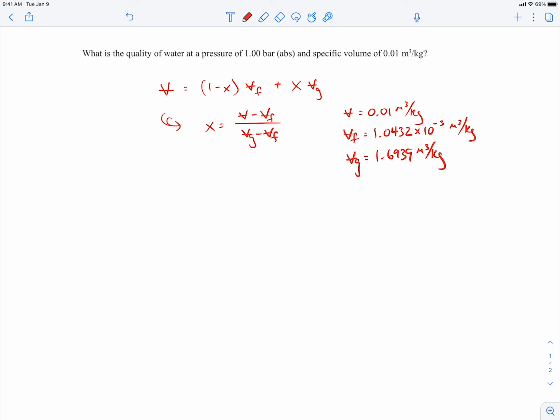And from these, we can now calculate the quality. Quality comes out to be 0.0053. So about a 0.5% quality. So very little of the mass of the substance is in a vapor state for these conditions. It's mostly in a liquid state. If we wanted to sketch this out on, let's say, a PV plot, let me go ahead and sketch this out.